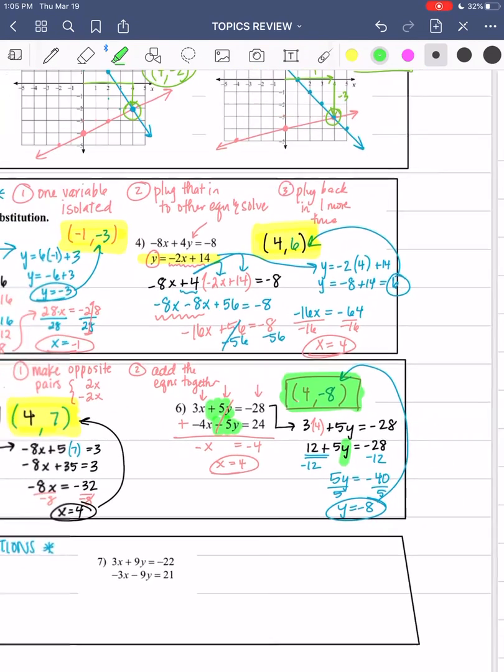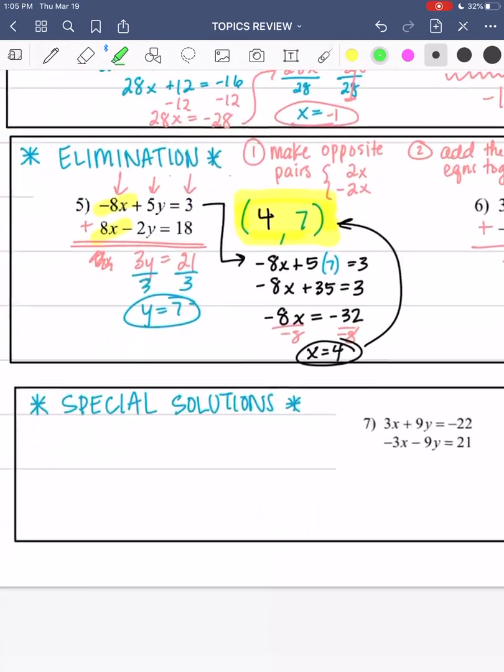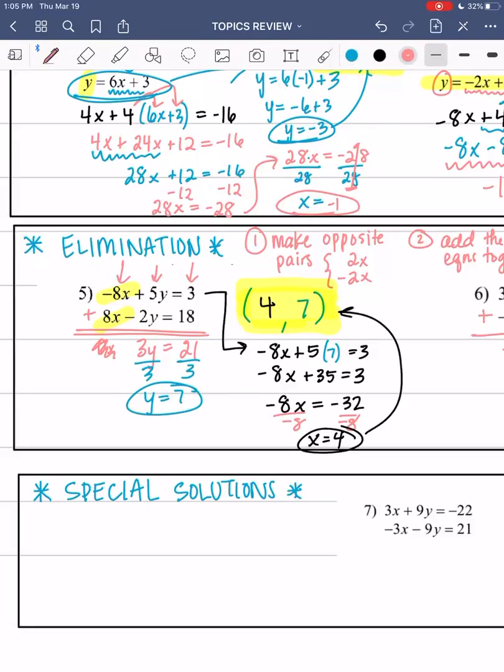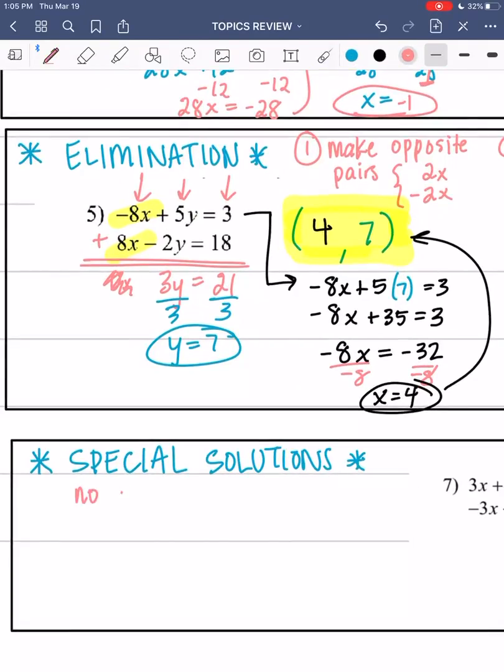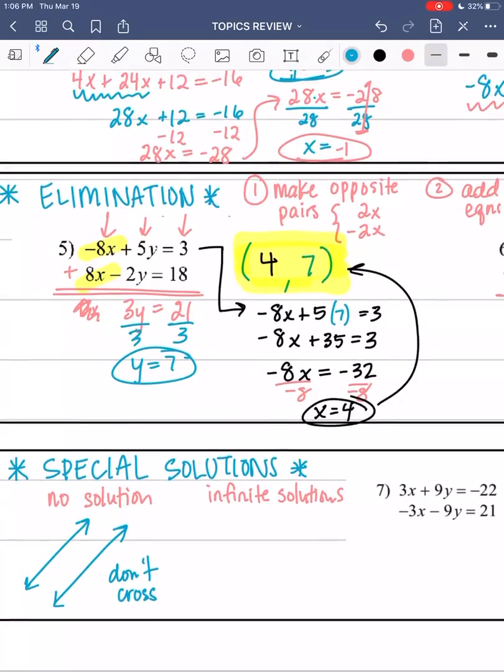Bam. Love it. Okay, one last thing that can happen, okay? It's possible to get either no solution or infinite solutions. If we're thinking about the graph of the lines, no solution would happen if the lines are parallel and they don't touch, right? Because they don't cross anywhere. The lights just turned out because I haven't moved in a while. They don't cross, so there's no solution.